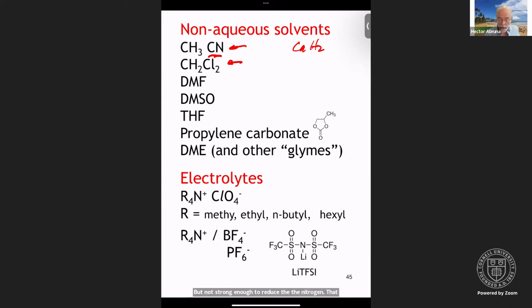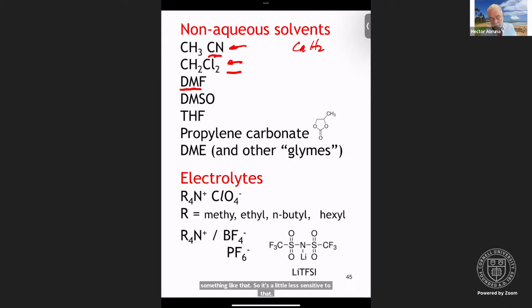Dichloromethane can also be readily dried. One of the issues with dichloromethane is that it has a relatively low dielectric constant, so you have to be cognizant of ohmic drops or IR drops in your system. Acetonitrile has a dielectric constant of about 35 or something like that, so it's a little less sensitive to that.